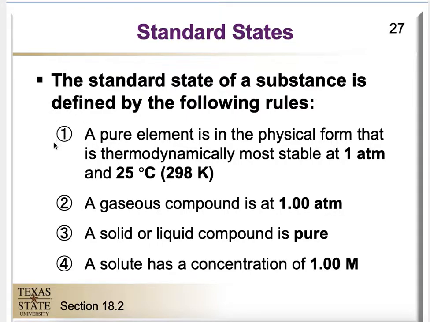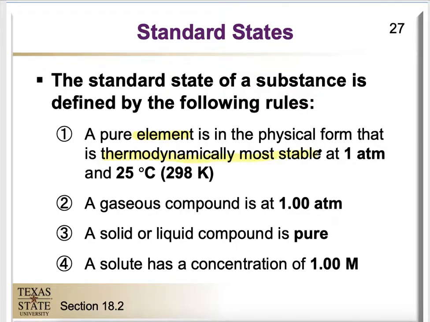Number one is that a pure element in its physical form that is the most thermodynamically stable at 1 atmosphere and 25 degrees Celsius, or 298 Kelvin. So let me just back up here a little bit. Notice that it says if you have a pure element, it has to be in the form that is most thermodynamically stable, right? Element in most thermodynamically stable form.